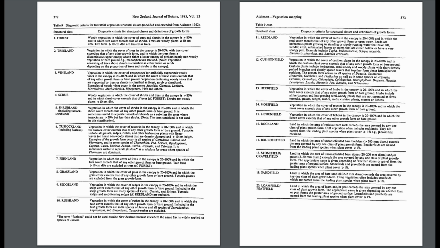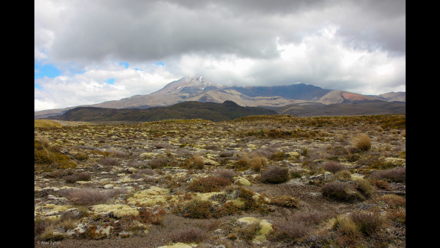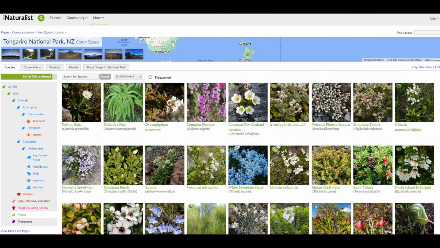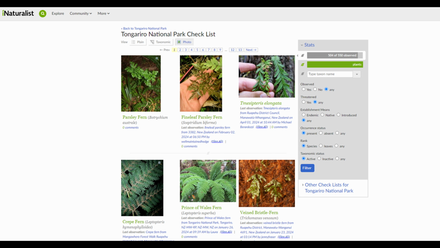There are some 550 species of plant life confirmed in the national park. A good checklist of these species can be found on iNaturalist, which is an excellent resource. I would encourage everyone to use it, whether for identification or observation purposes, even just seeing what has been observed in your locality. Here you can see the checklist on iNaturalist for Tongariro National Park. Go check that out.